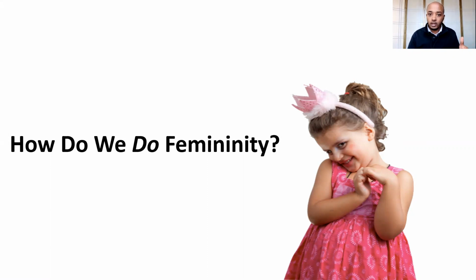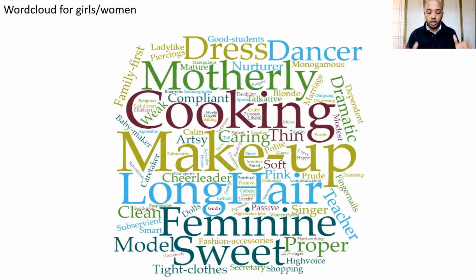Now, in the end, there was quite a bit of overlap or agreement about stereotypes related to femininity and masculinity. I'm going to show you a word cloud first, and then I'll show you the tally, the list of the results. All right, so first, how do we do femininity? How do we do girlhood or womanhood? These are the results in a word cloud form. So in a word cloud, the larger the word, the more frequent it appeared as a response by students. I'll give you a second to take a look at the different words listed in this word cloud.